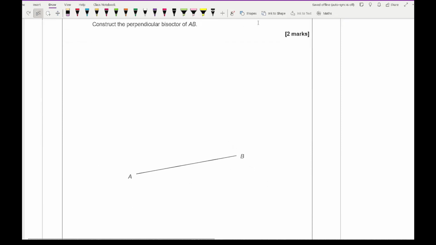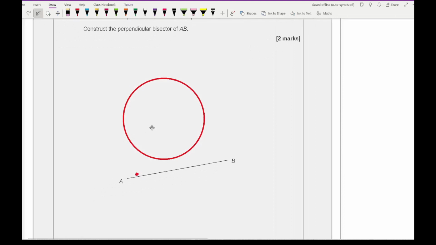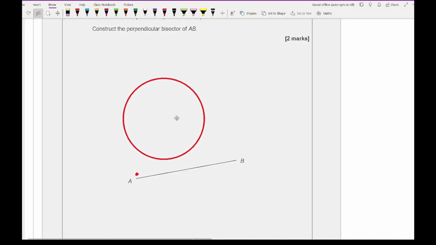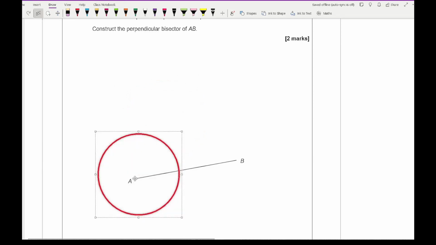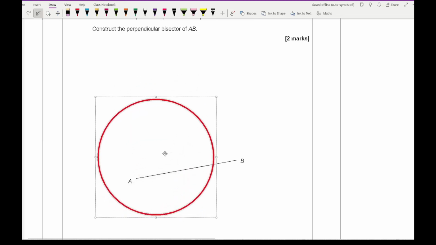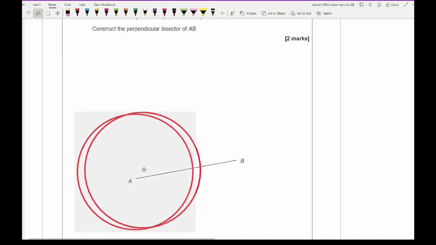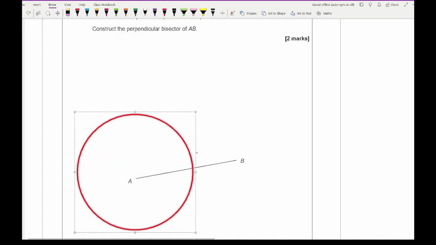Now for this it's going to be rather difficult. What we need to do is set your compass, put the pin on point A, and measure your compass so that it's a distance that is more than halfway from A to B. Then you want to draw a circle such that the radius of the circle is more than halfway and the center of the circle is at point A.